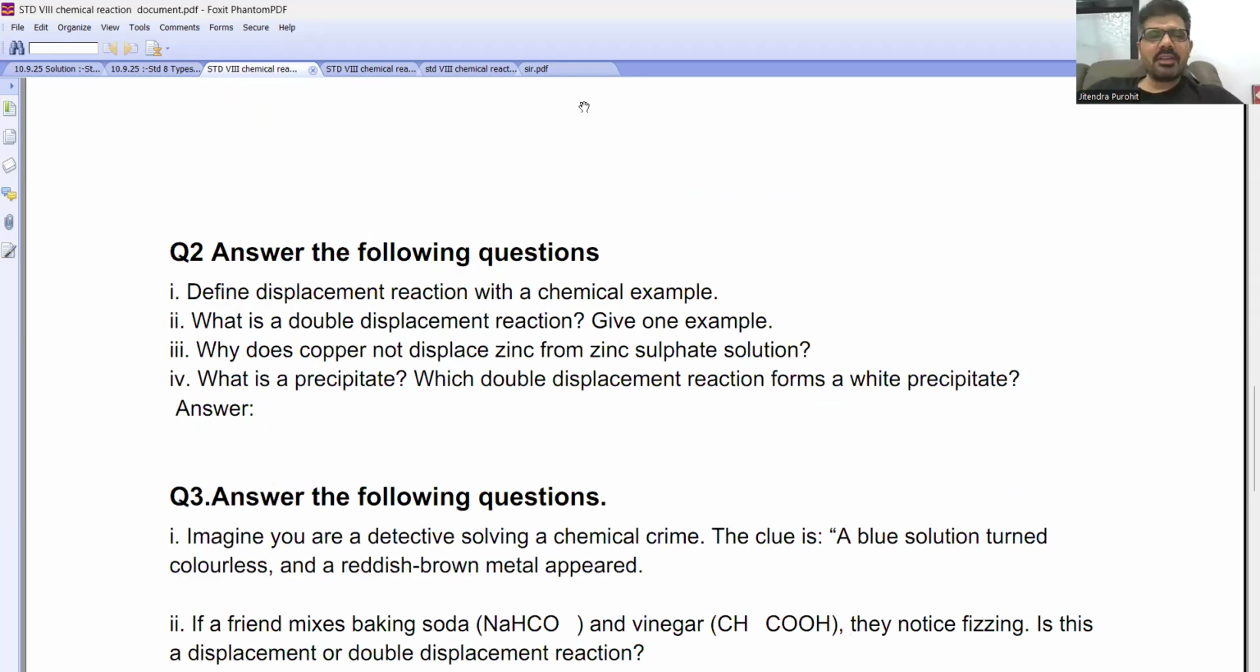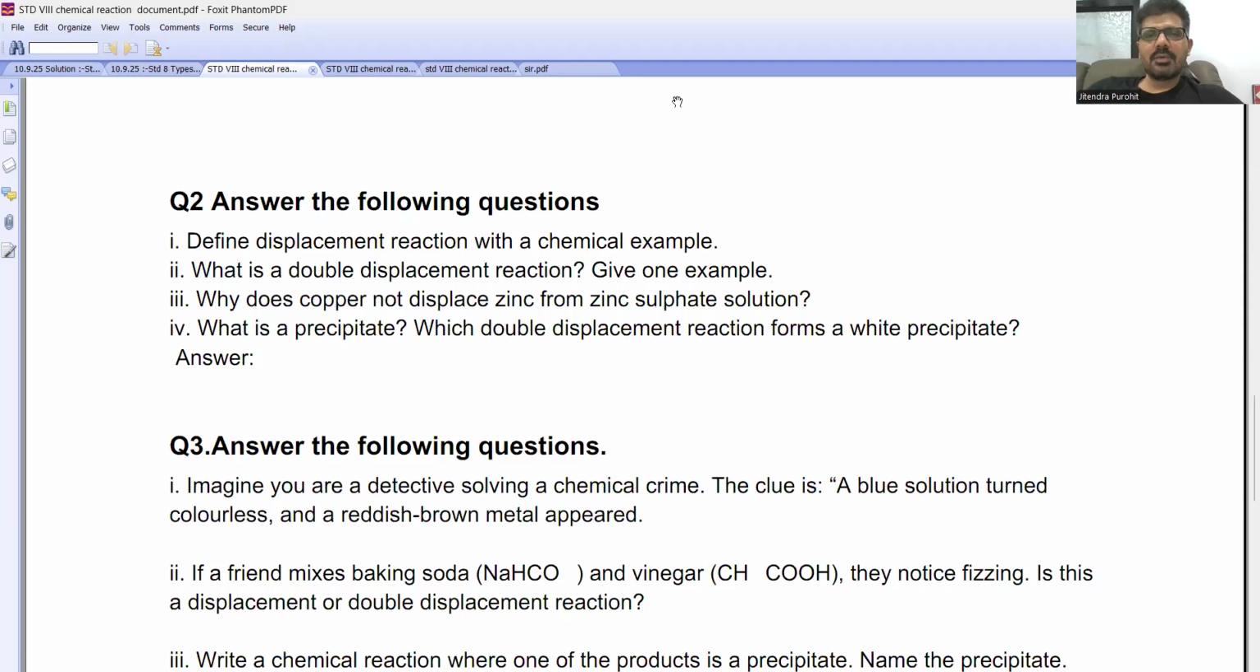Hey, this definition you will do on your own. I'm not going to discuss that. But here I can give you one important thing. Look, why can copper not displace zinc? So, beta, you have to write that zinc is above copper in the reactivity series. Since copper is below in the reactivity series, it cannot displace zinc. Clear?